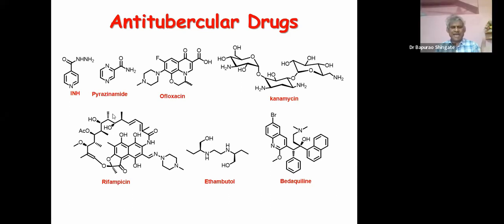I am showing the structures of the drugs. That is isonicotinic acid hydrazide, a very small drug, INH, pyrazinamide, ethambutol, very small drugs. And these are the drugs currently prescribed by the doctors. The last drug, bedaquiline, experts in the field of tuberculosis suggest that this drug can save the patients of tuberculosis for the next 10 years.